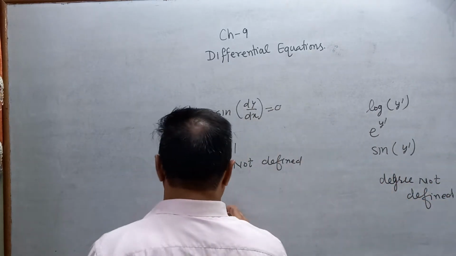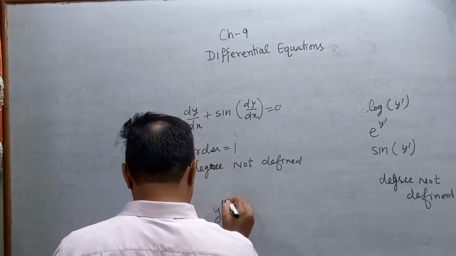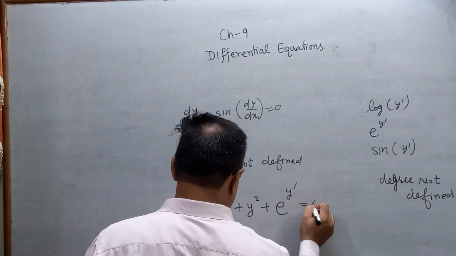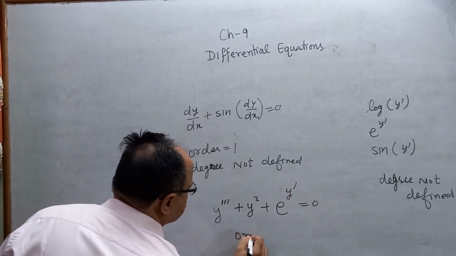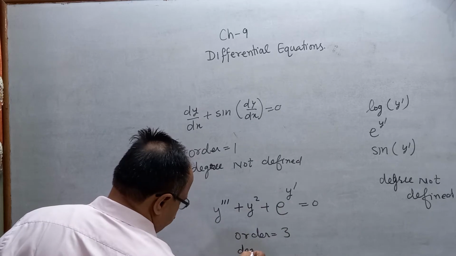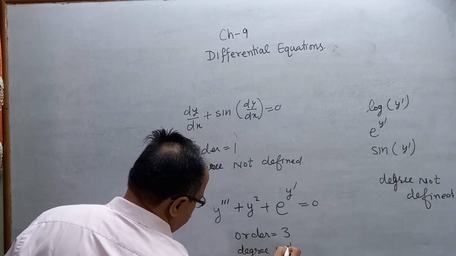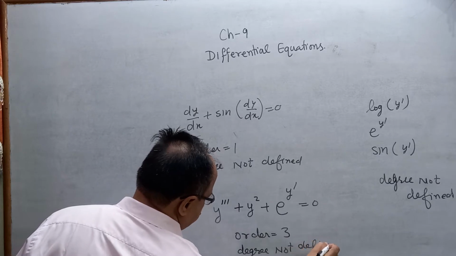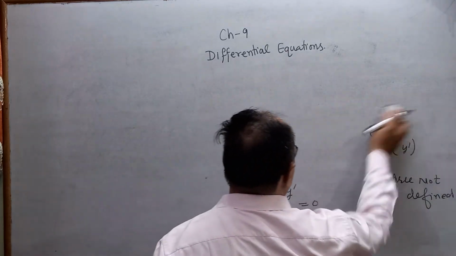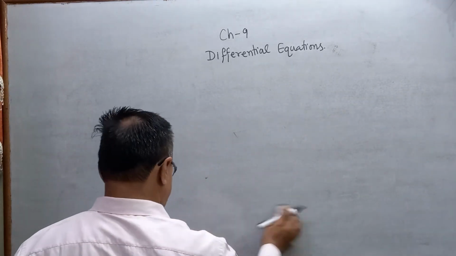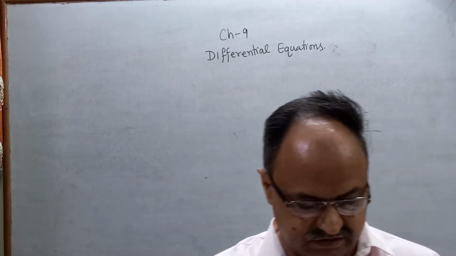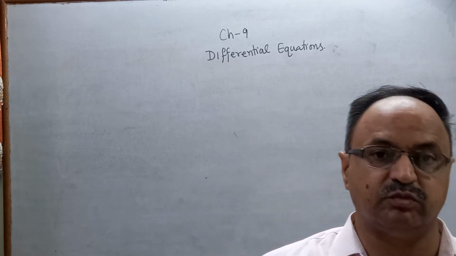Another question, that is y triple dash plus y square plus e to the power y dash. In this question, can you tell me the order? Order, that is 3. But degree not defined. Clear?